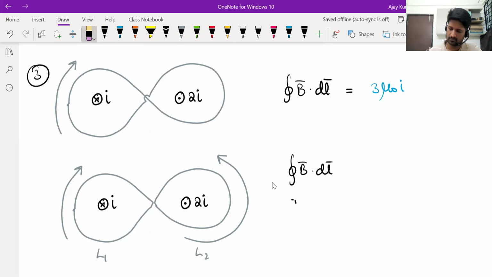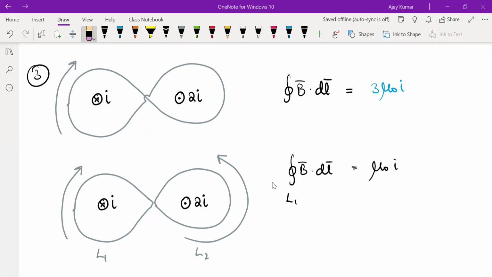Sir, it will be nu naught into I. You are saying it will be mu naught into I. Okay, it's not nu, it is mu. You can't change the name. Nu is this symbol. We use it for frequency. You must have come across it in waves. In chemistry also you will use that. That is nu. This is mu. It'll be mu naught I for the loop L1.